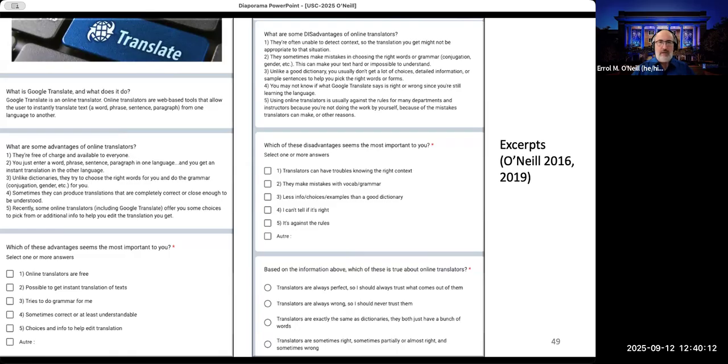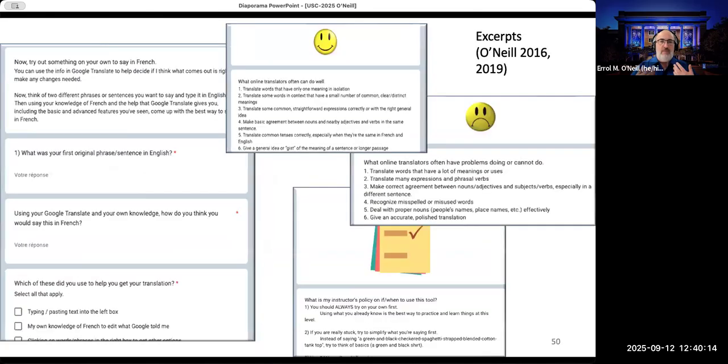So having students think about online translators. Then they were asked to put in specific words and phrases into the translator, and then say what the results were and whether they thought it was correct or incorrect.